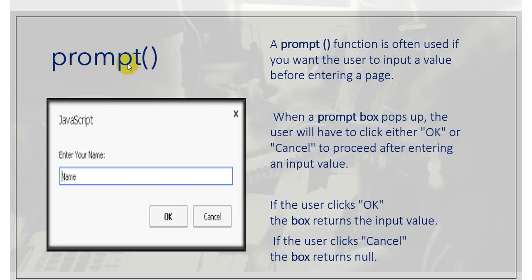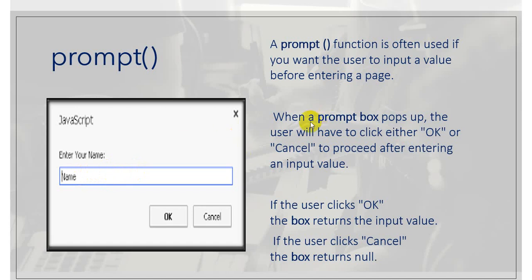Whatever name is there, this could be the name of a function, and this symbol is called a function symbol. Got it, students? So prompt is a built-in function. A prompt function is often used if you want the user to input a value. What's the basic objective of the prompt function? The user inputs a value. This is the input box, and inside that the user can enter any value.